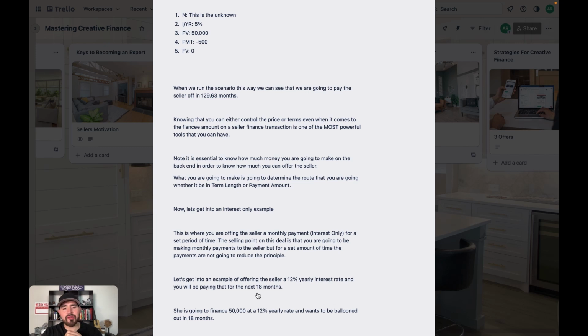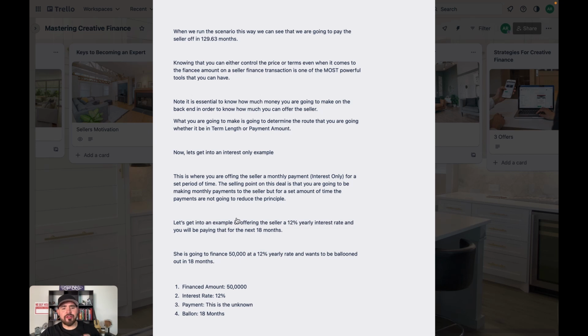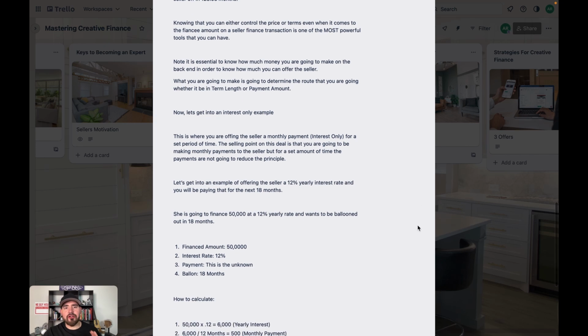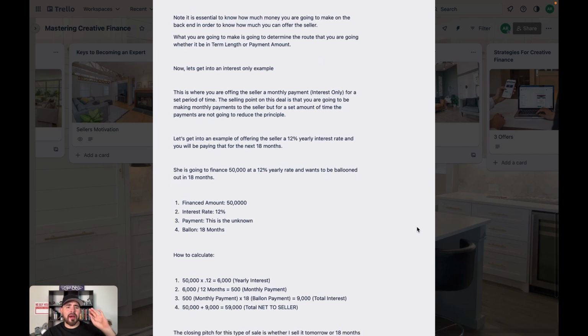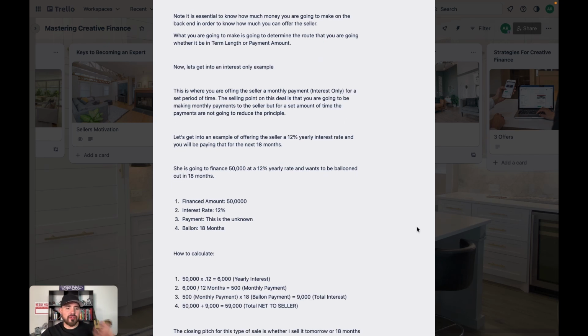The selling point on this deal is that you're going to be giving monthly payments for the set amount and for the same amount of time, but you're not going to be reducing the principal amount. So super important if they want 12%, right? So let's get to an example where they want 12% interest and you'll be paying that for the next 18 months. This cannot be used with the 10B2 calculator, and if it is, I haven't found it yet. Financed amount $50,000, interest rate 12%, payment unknown, balloon 18 months.